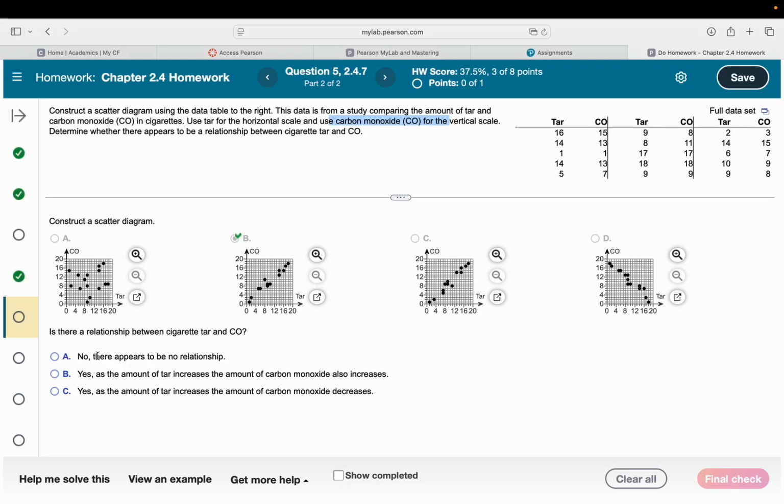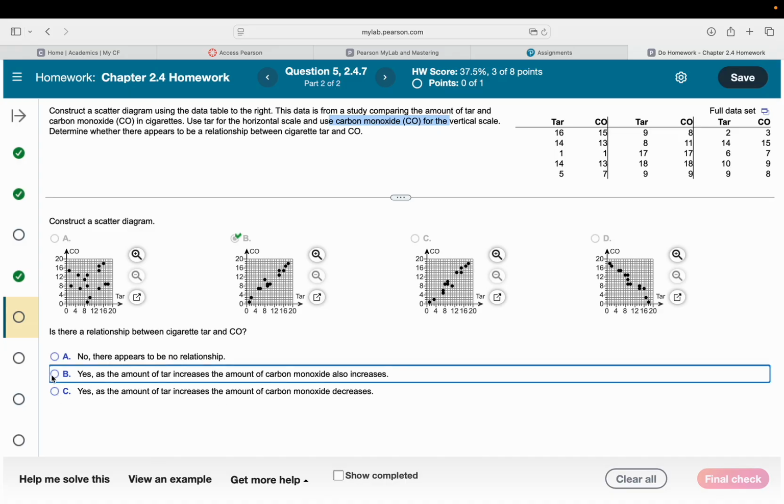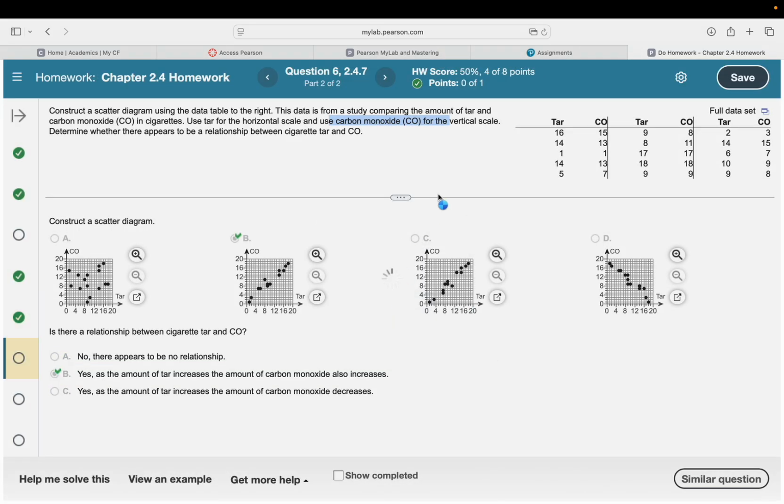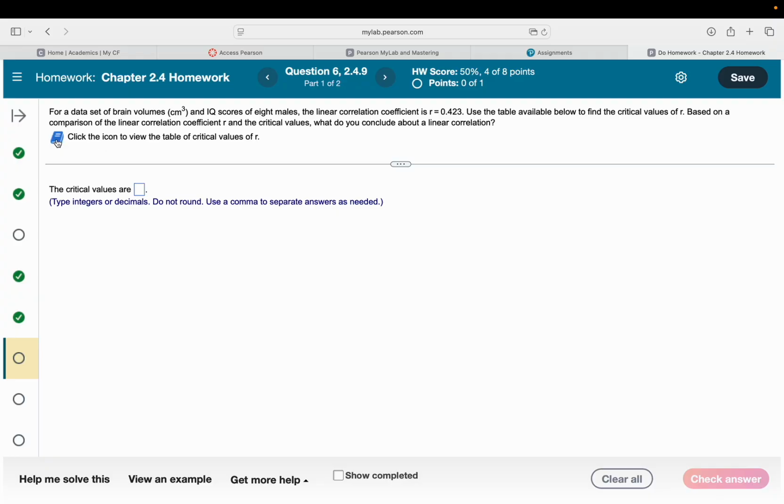And does there appear to be a relationship? I would say yes, and it's as the amount of tar increases, the carbon dioxide also increases, right? There's a positive trend. So as one moves to the right, the other moves up. Both are increasing, right? From 0 to 20 is an increase, from 0 to 20 is an increase. So as you go right, you also go up. As you increase, you also increase. Awesome. All right, up next.